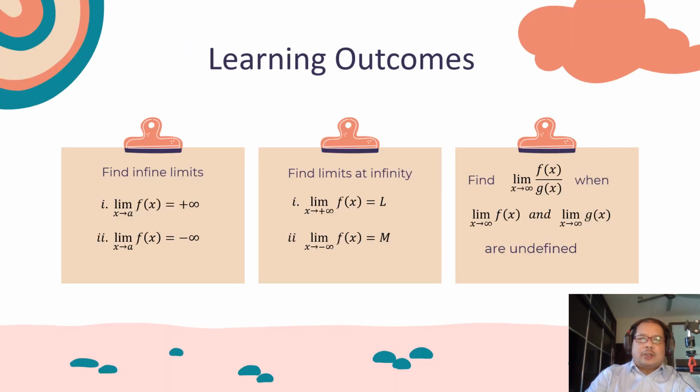Okay, our objective today, at the end of this lesson, the student should be able to find infinite limit for limit x approaches a of f(x) equal to positive or negative infinity. Second, find limit at infinity for limit x approaches positive infinity f(x) equal to L, and limit x approaches negative infinity f(x) equal to M. The third one is find limit f(x) over g(x) when x approaches infinity, when limit x approaches infinity f(x) and limit x approaches infinity g(x) are undefined. So we have three objectives today.